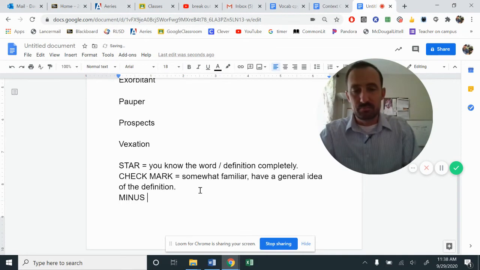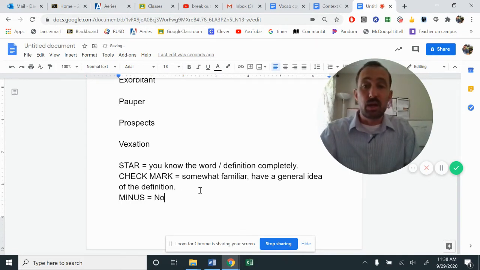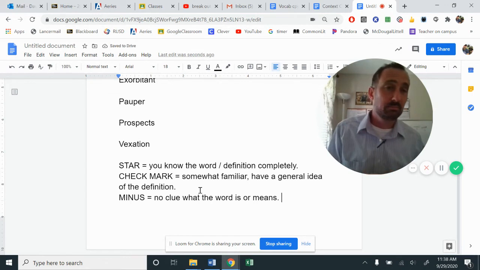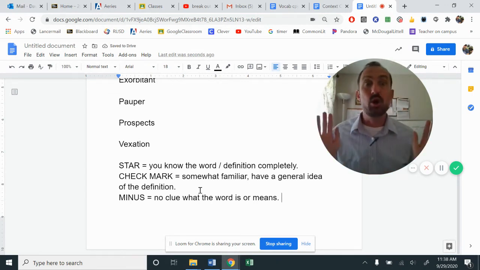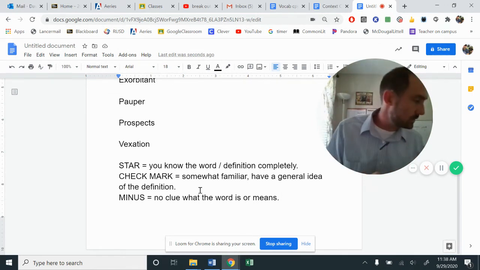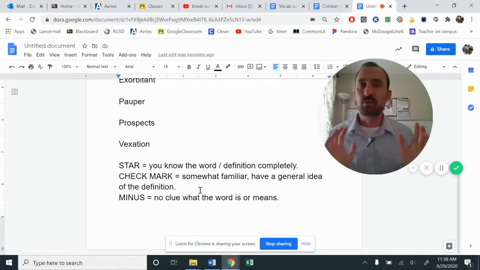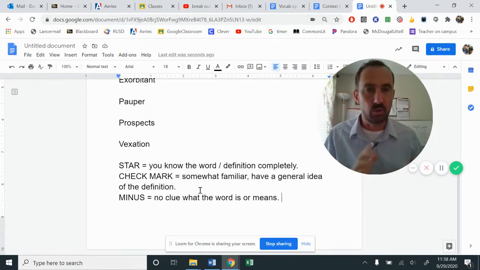The last one is a minus sign. This is where you have no clue what the word is or means. Exorbitant. No idea. Right? What's another word? Adulation. I've never heard that word before. I have no clue. I have no idea.